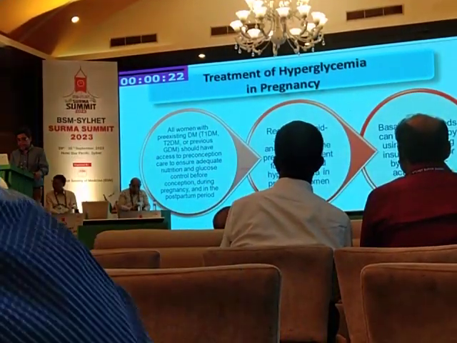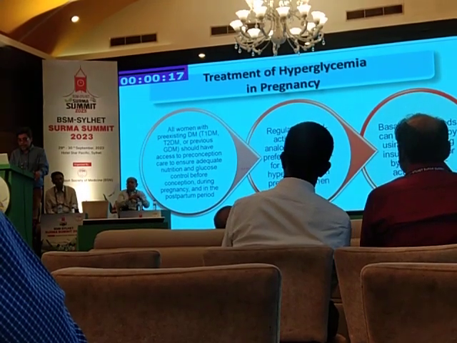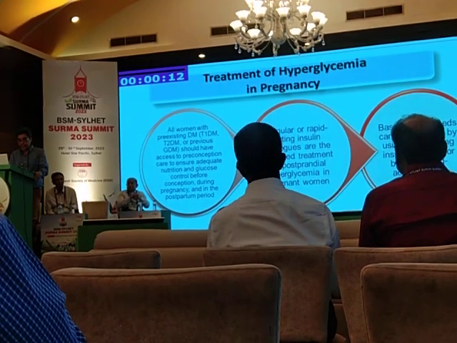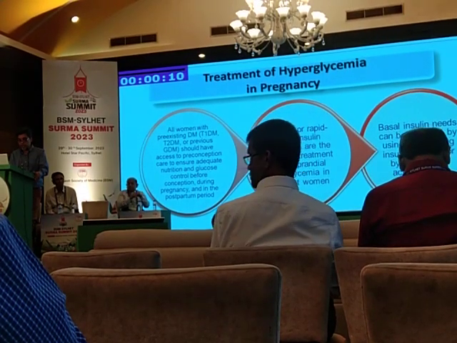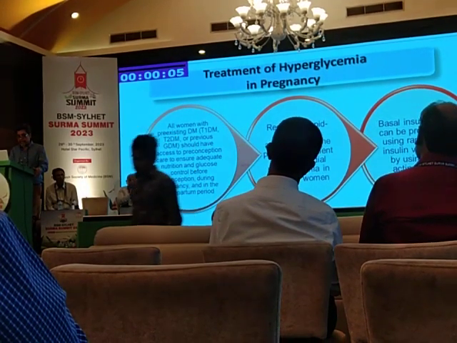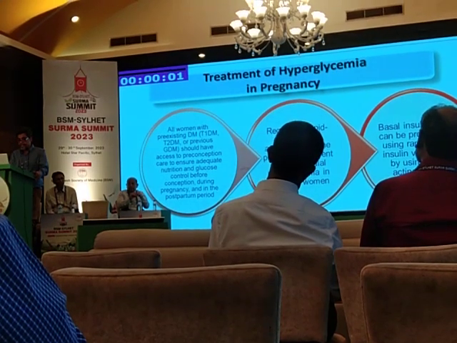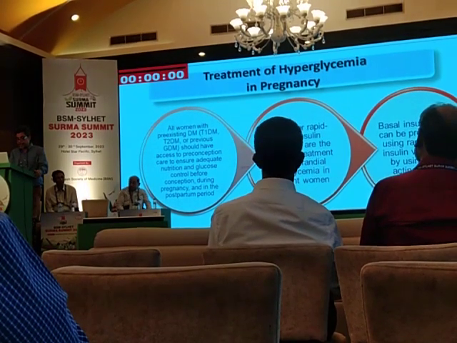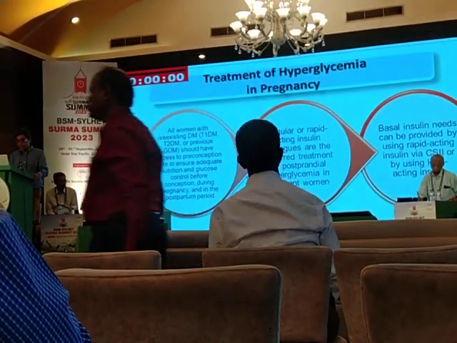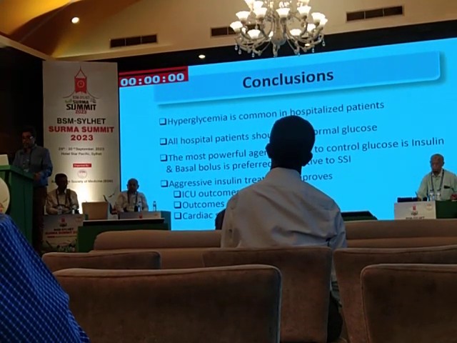Now, treatment of hyperglycemia in pregnancy. All women with pre-existing diabetes mellitus and/or previous gestational diabetes mellitus should have access to pre-conception care to ensure adequate nutrition and glucose control before conception, during pregnancy, and in the postpartum period. Regular and rapid-acting insulin analogs are the preferred treatment for postprandial hyperglycemia in pregnant women. Basal insulin can be provided using rapid-acting insulin via a continuous insulin pump or using long-acting insulin.